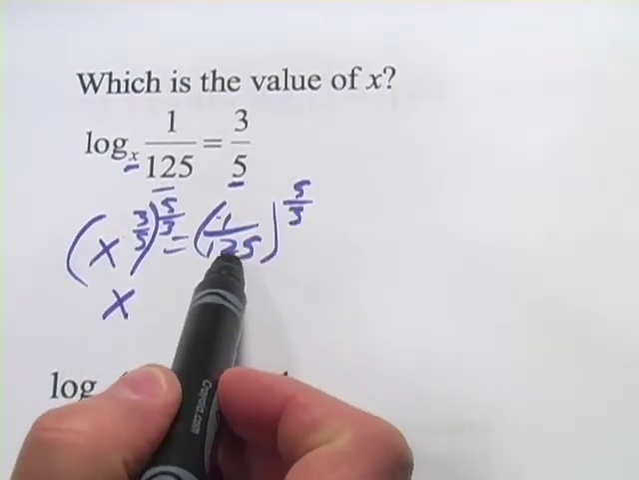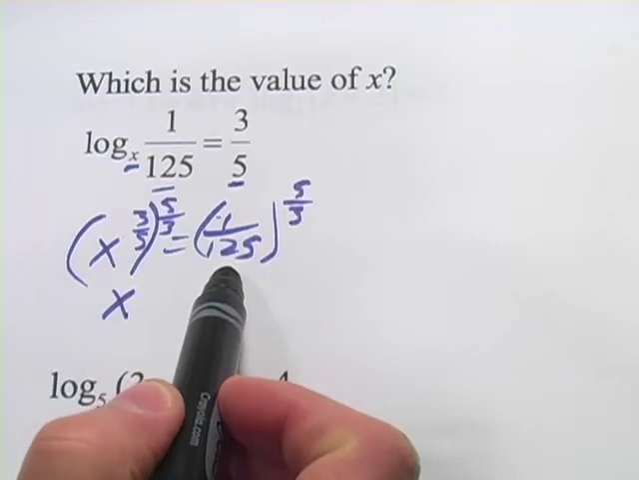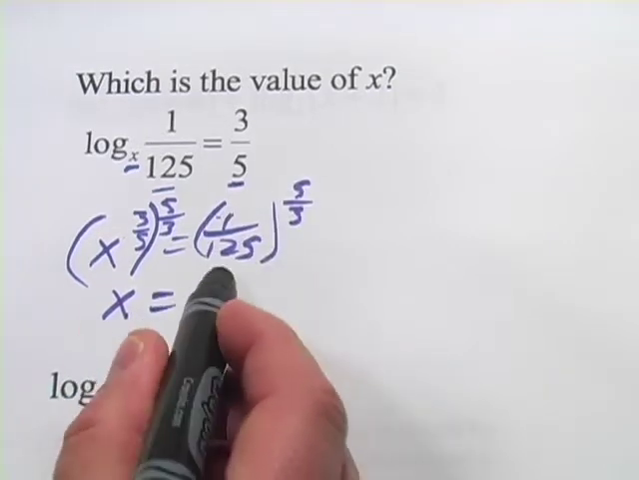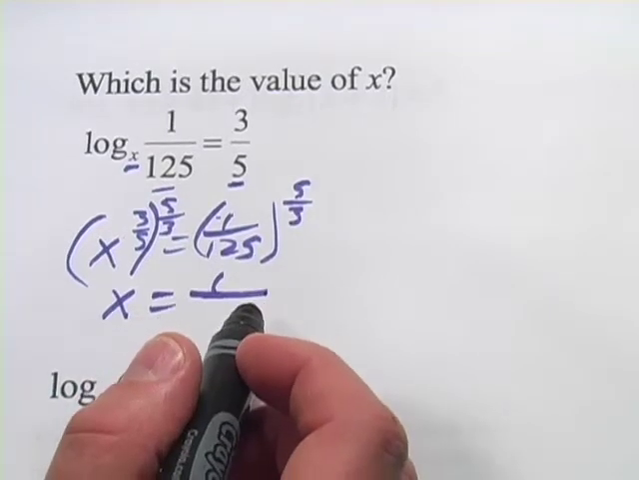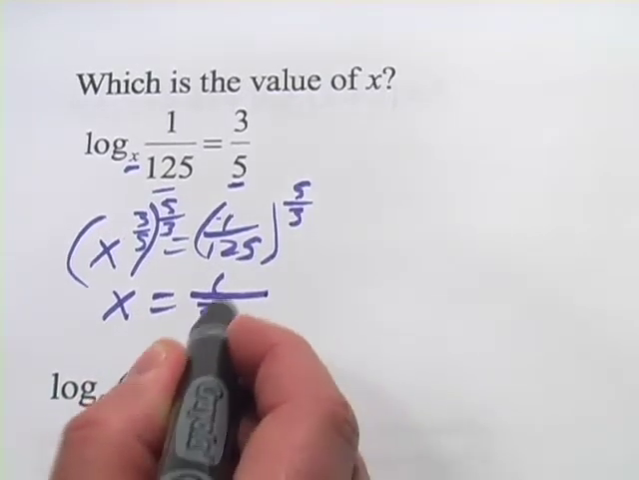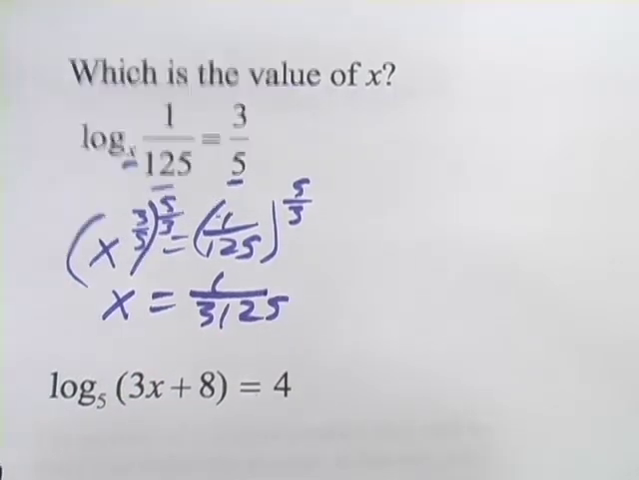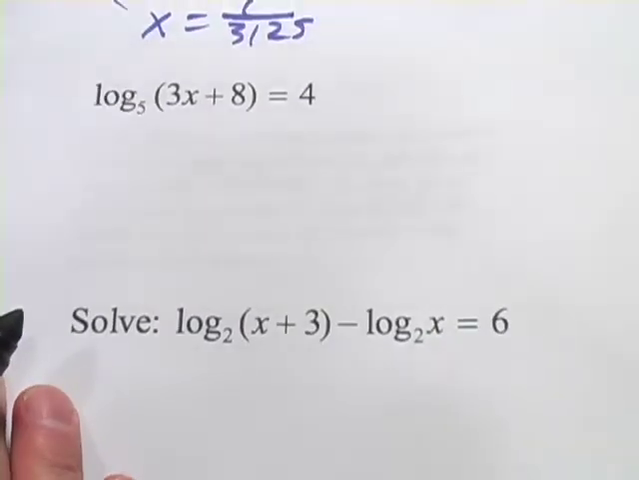I would take the cube root of 1 over 125 first. That would be 1 over 5, and then raise that to the 5th power, and you would get 1 over 3,125. So that first one's not too tricky. Let's look at another one.